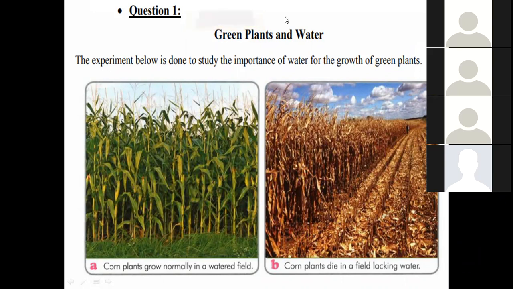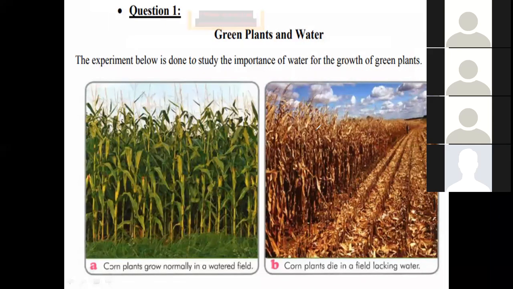So you can pick it from here, Jude: to study the importance of water for the growth of green plants. I changed it a little bit. Very good, excellent. But if I told you, Jude, pick out, you don't have to change it. If I told you pick out, you have to say to study the importance. But if I ask you what is the aim, you can change. It's to find out, to discover, to find, to learn about the importance. Very good, Jude. Thank you.